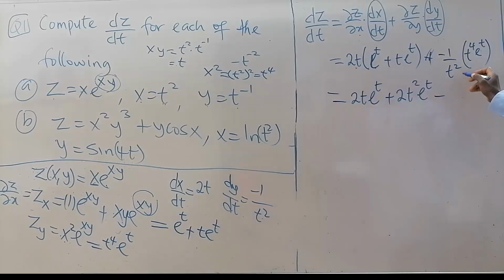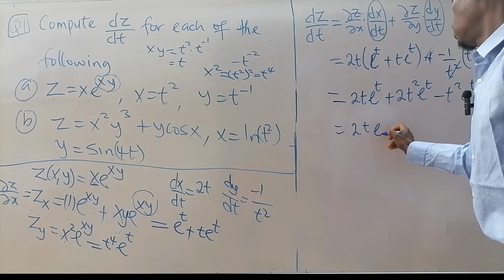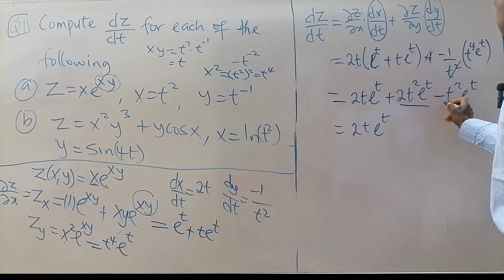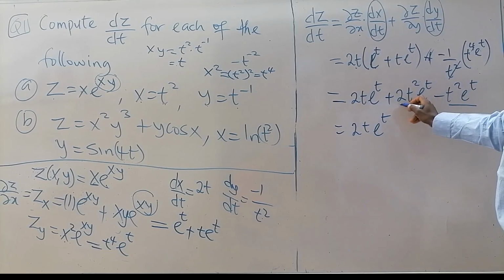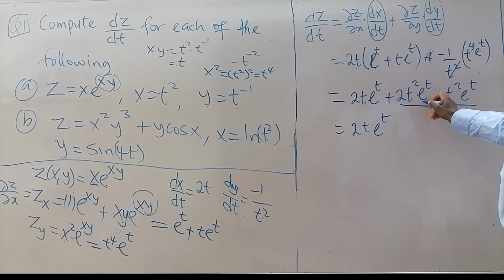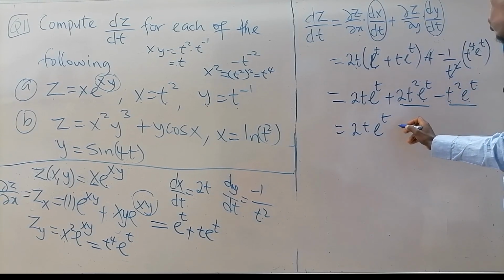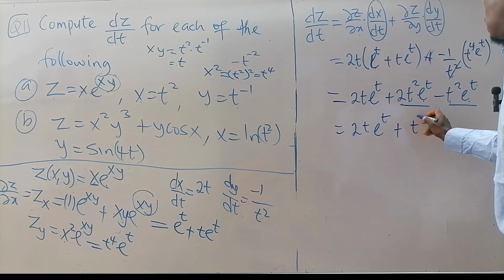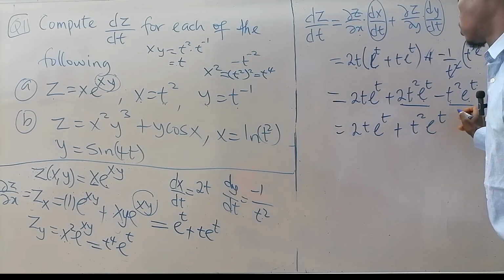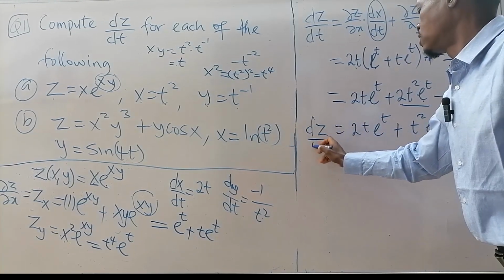Let's open these brackets. This one we cancel. This one also remains t². Answer is 2t e to the power t. This one and this one. This is plus 2t squared e to the power t minus t squared e to the power t. So it remains 1. So plus t squared e to the power t. So that's the dz/dt.